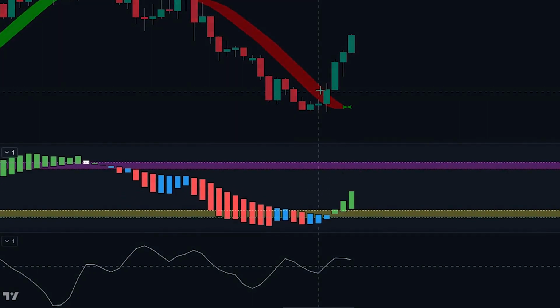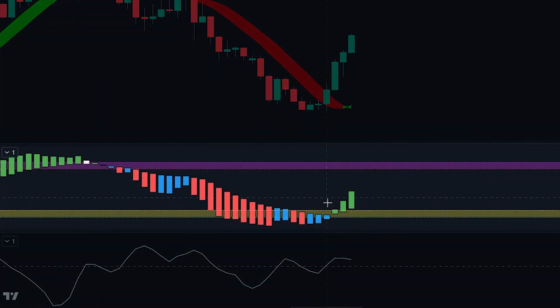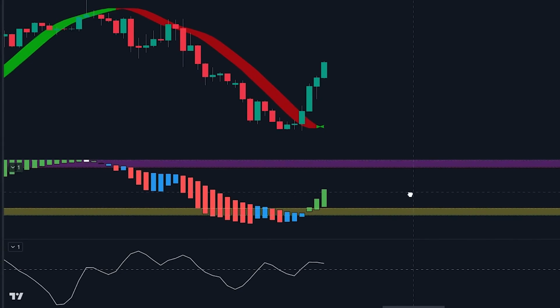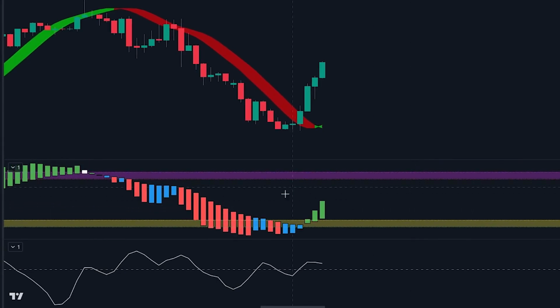If we look at the banker fund indicator, we can also see that it recently switched from blue to green while being at the yellow threshold line. This indicates that significant players have started entering into positions. Both of these signals indicate that it's a good idea to enter into a buy position. However, before we do so, we will need to check if there is enough volume in the market.